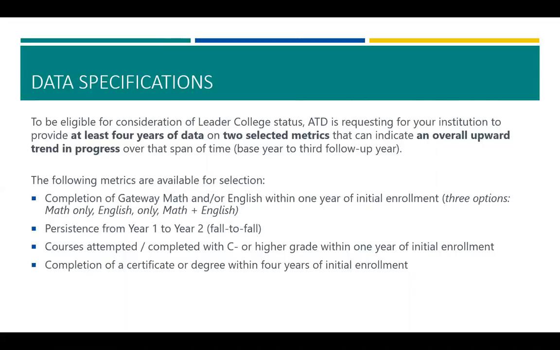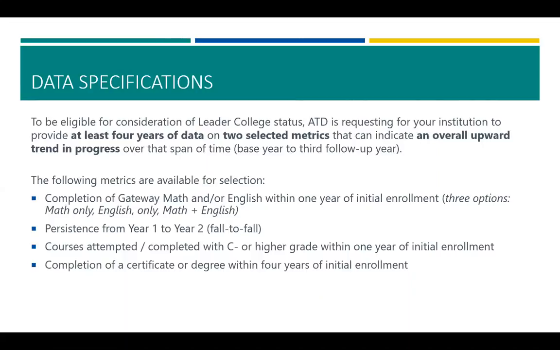Persistence from year 1 to year 2, also known as fall-to-fall persistence. Courses attempted or completed with a C- or higher grade within the first year of enrollment. It's courses attempted versus completed. So the percentage of courses that students attempted to take and that they completed, the number of courses completed as a percentage of the ones they attempted to take.